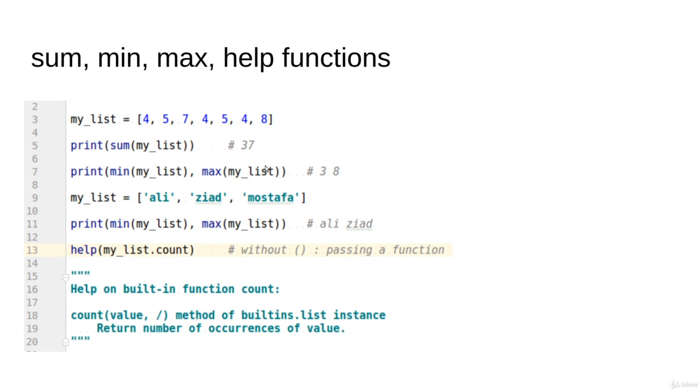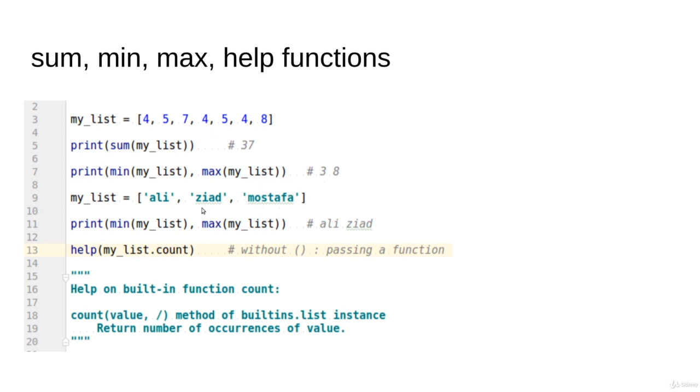There are also some very general functions like sum, min and max. Sum of a list will return the sum of the items. Min of the list will return the minimum of the items. Max will return the maximum of the items. If the list has numbers, then the min and max will be for the numbers. If the list has strings, it will be the min and max of strings. If you try to have a mix of integers and strings, you will get an error.